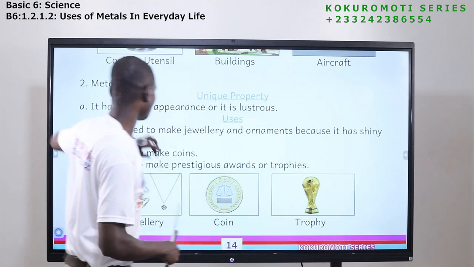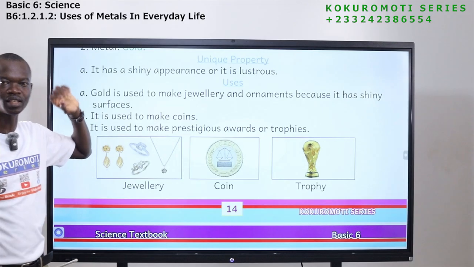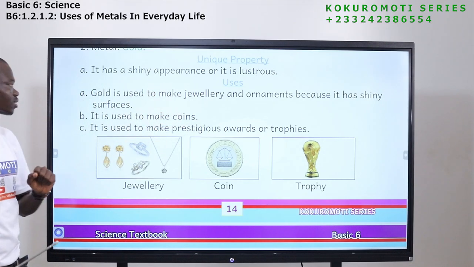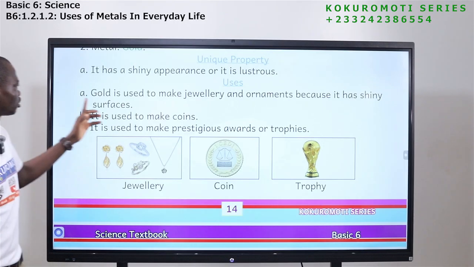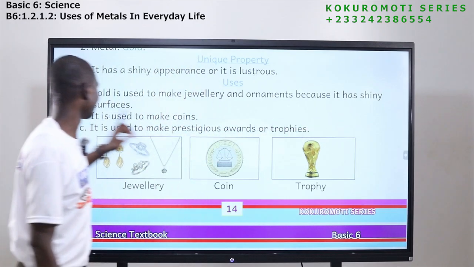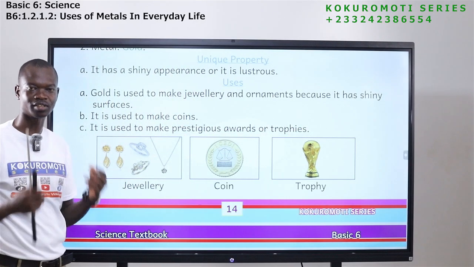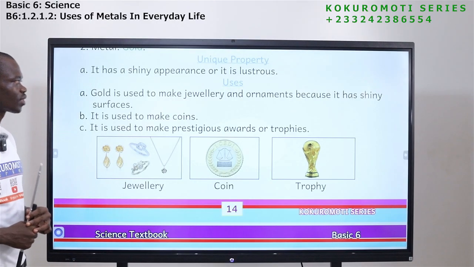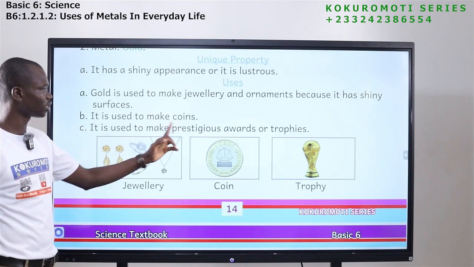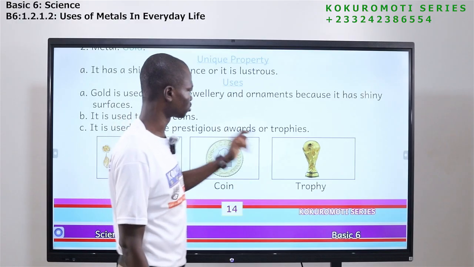Okay, now because of this unique lustrous property of gold, it is used to make certain things. Let's look at them. Uses of gold. Gold is used to make jewelry and ornaments because it has shiny surfaces. So we use it to make jewelry and ornaments because of the lustrous property that it has. It is also used to make coins. It is used to make prestigious awards or trophies.